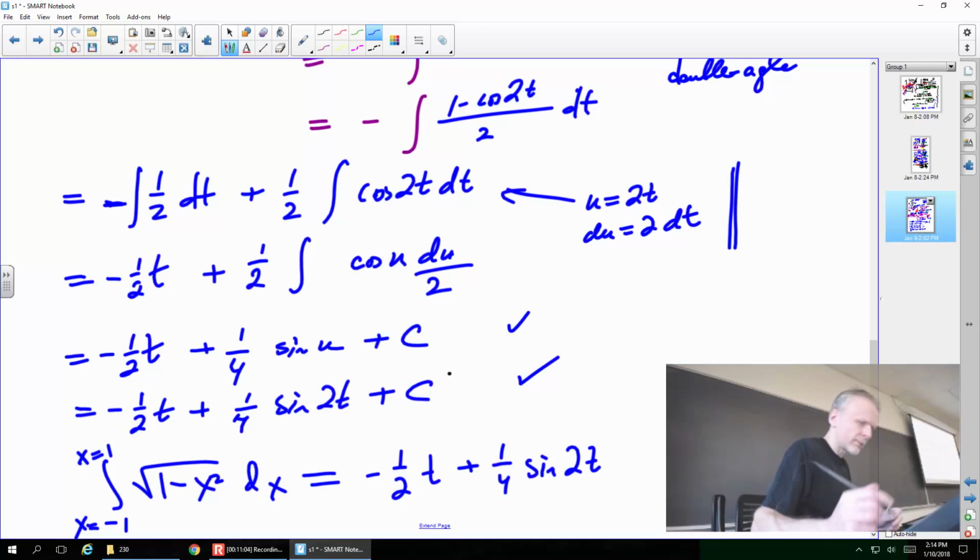The evaluation part. Right, okay. And now, on the left it's entirely in terms of x, on the right it is entirely in terms of t. So then the limits have to be also with respect to t.